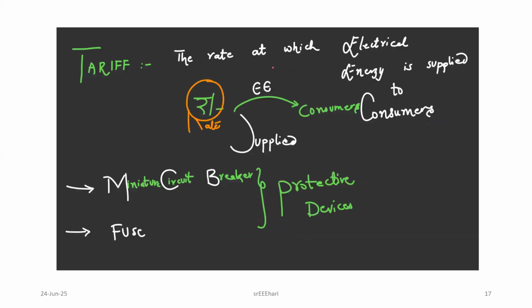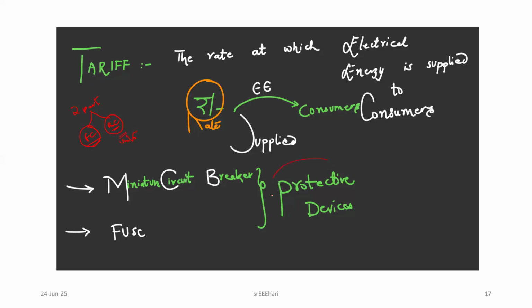Tariff, in the sense, is the rate at which electrical energy is supplied to consumers. In this, we also have a two-part tariff: fixed charges and running charges. Whether we use it or not, we have to pay the fixed charges. Running charges, in the sense, depend on how much electrical appliances we use, that is, the units used.